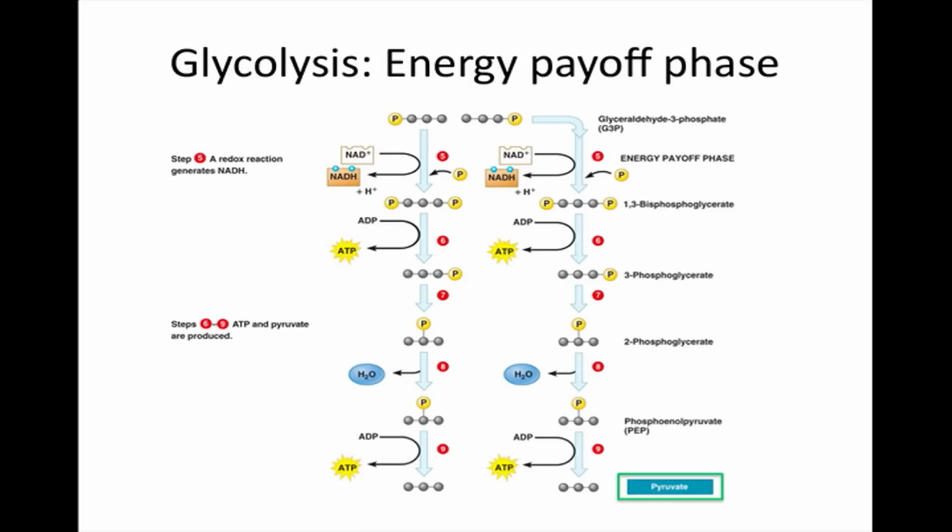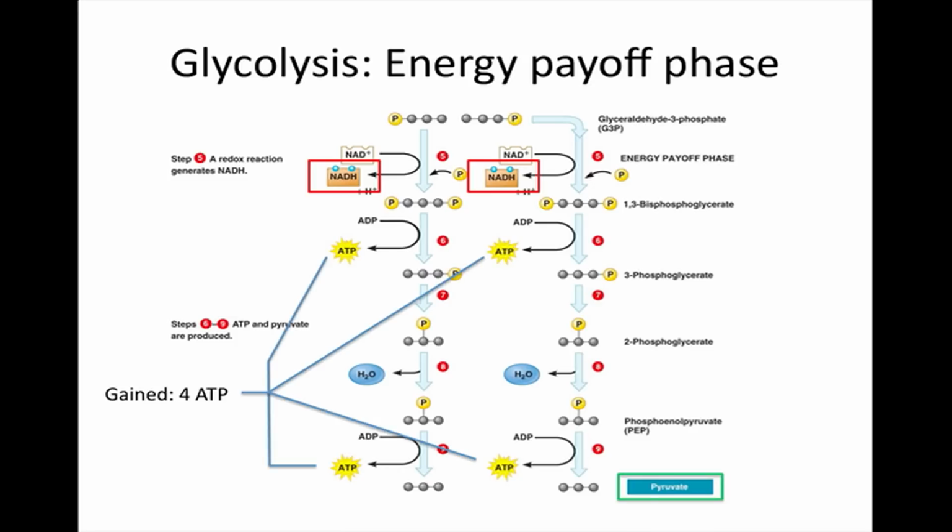The energy payoff phase yields energy for the cell. In this phase, 2 NADH molecules are produced for each initial glucose molecule, and 4 ATP molecules are generated. Since the first phase uses 2 molecules of ATP, the net gain to the cell is only 2 ATP molecules for each glucose molecule that enters glycolysis.